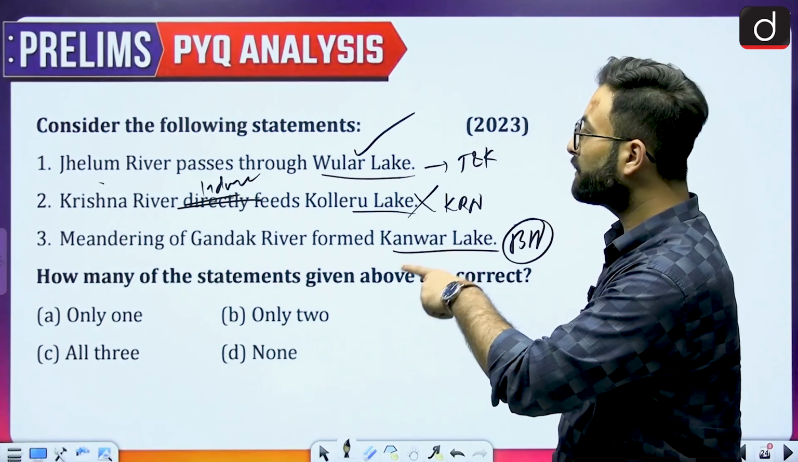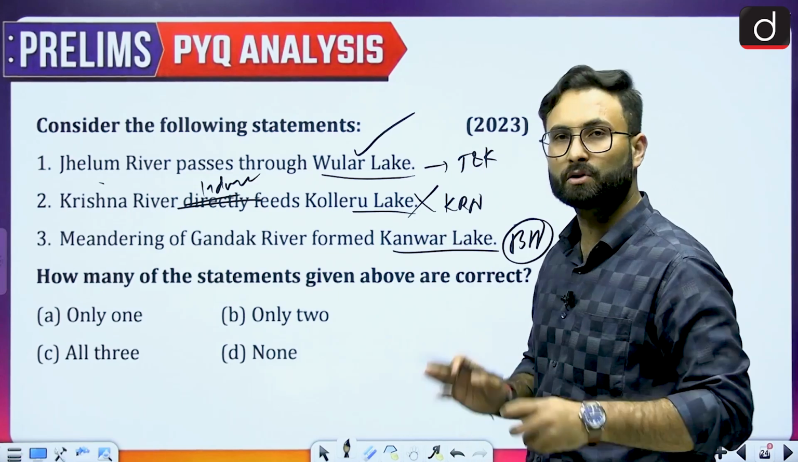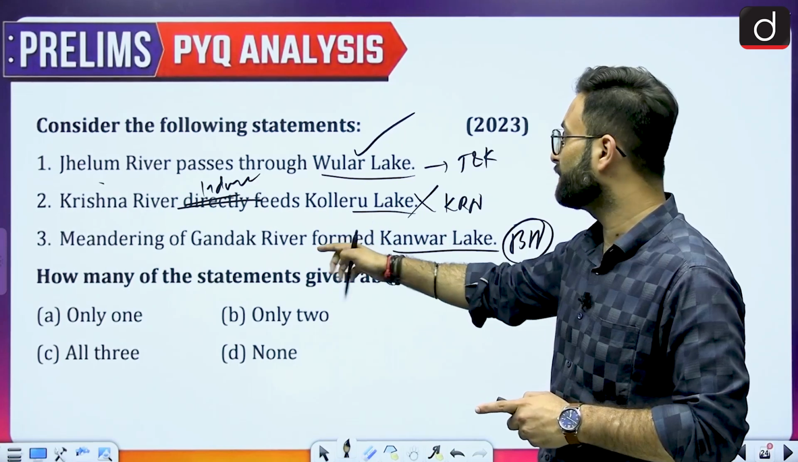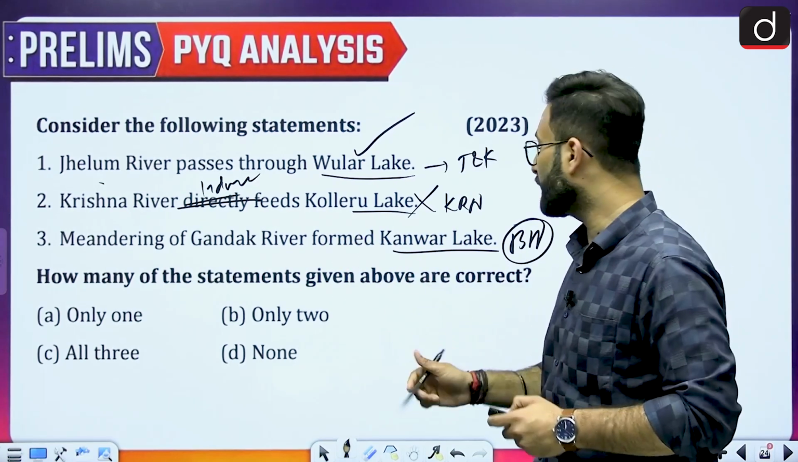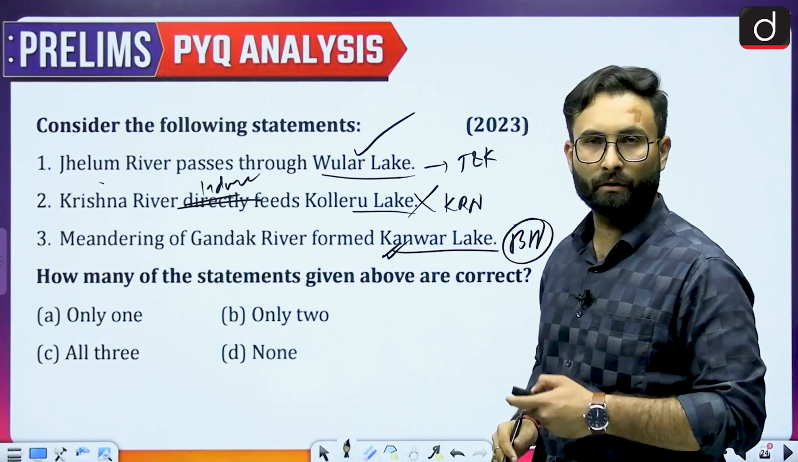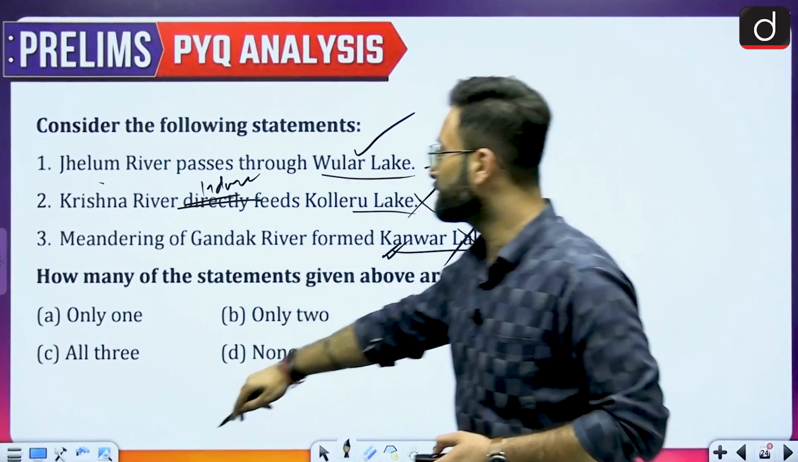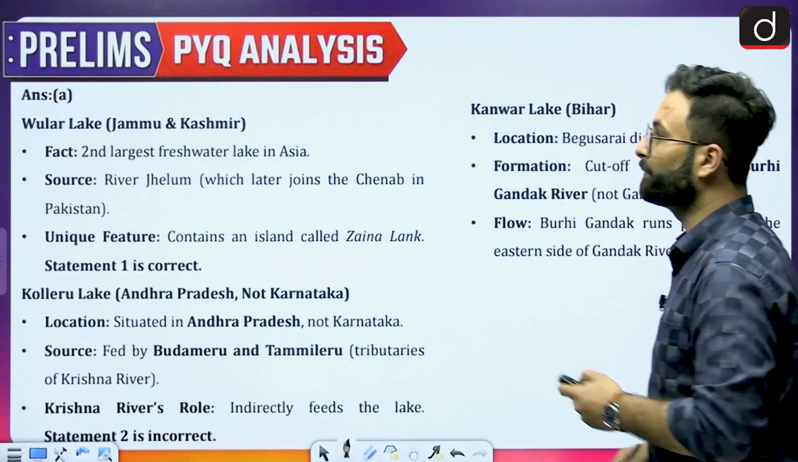Coming to the next one, meandering of Gandak river forms Kanwar lake. Now this is also wrong because it is not the Gandak, it is the Budhi Gandak. The Budhi Gandak is the river which forms the meanders over there, and one such lake is Kanwar lake, which is in Bihar. So this is also wrong. Statement 1 becomes the right one, only one, so option A becomes correct.